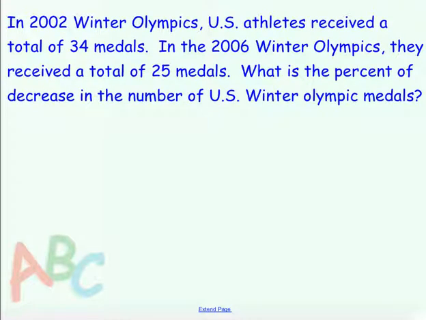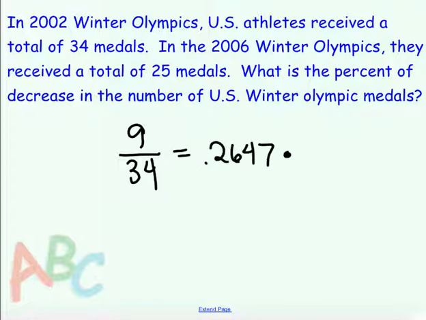And lastly, in the 2002 Winter Olympics, U.S. athletes received a total of 34 medals. In the 2006 Winter Olympics, they received 25 medals. What is the percent decrease in the number of Olympic medals? Well, the change between 34 and 25 is 9 over our original 34. So when we take 9 and divide it by 34, I end up getting 0.2647.